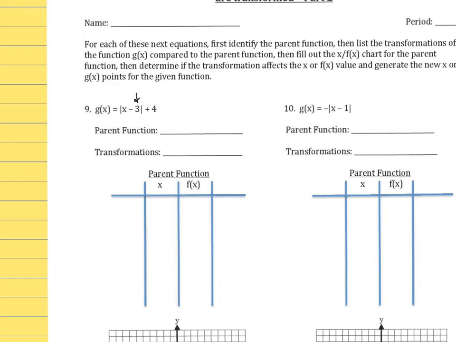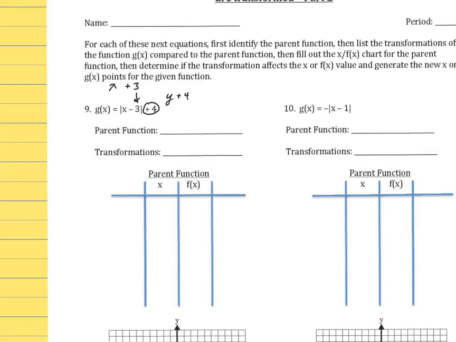So there are 2 things that happen in this graph, if you remember. One is that we have a shift to the right 3 for every x value. So every x value moves to the right 3. And then every y value does what? Okay, so every y value, we add 4 to it, right? It goes up 4. Remember that y and f of x mean the same thing.